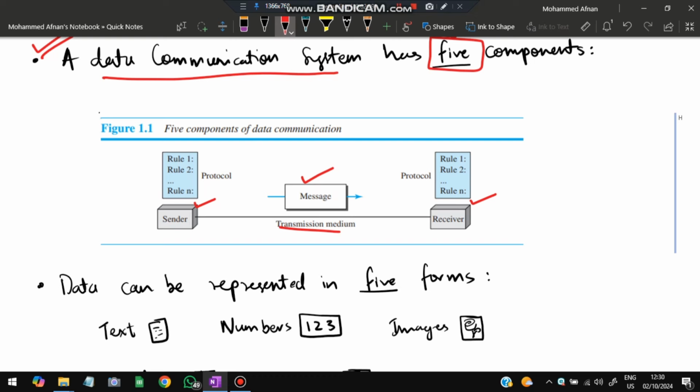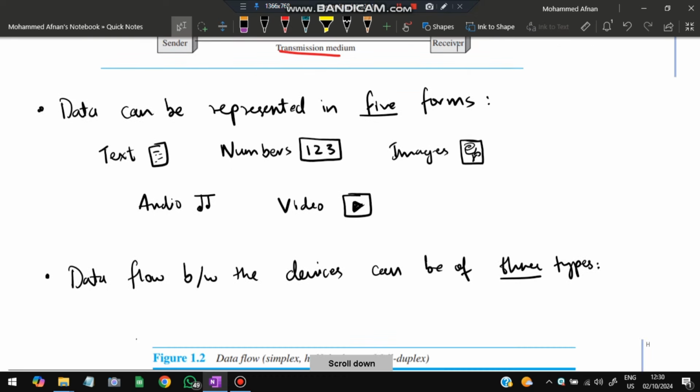Next we have the 5 forms of data. This is also a very important question. What are the different 5 forms of data? Text data. Text data consists of the ASCII characters, the 127 characters in Unicode, which comprises letters and numbers. That kind of data is called text data. Numbers are also represented in ASCII, but it is slightly different. Next we have images, which are stored in the form of pixels, in the form of RGB or black and white or grayscale.